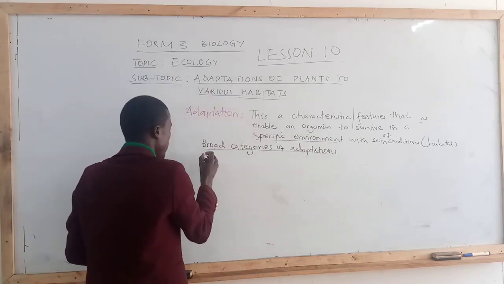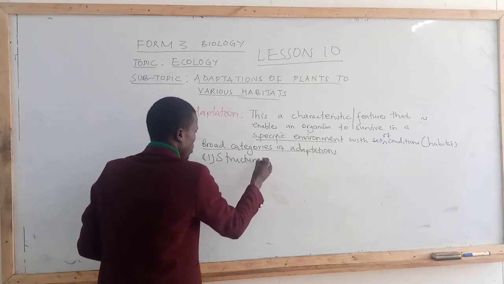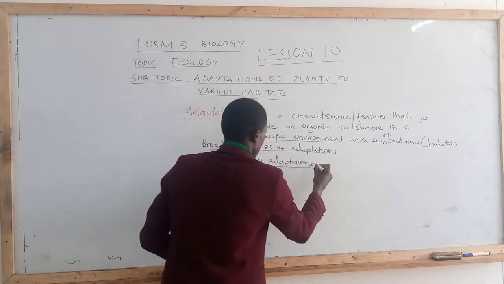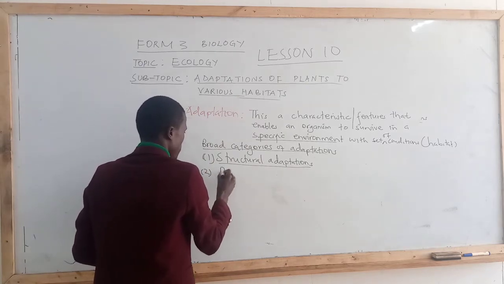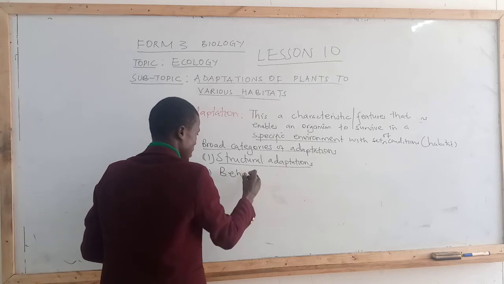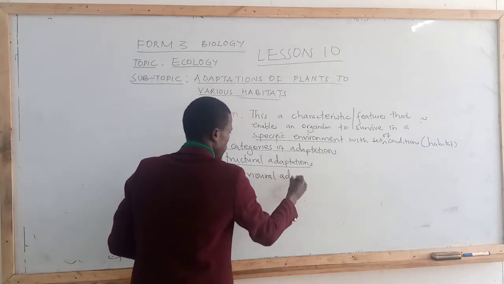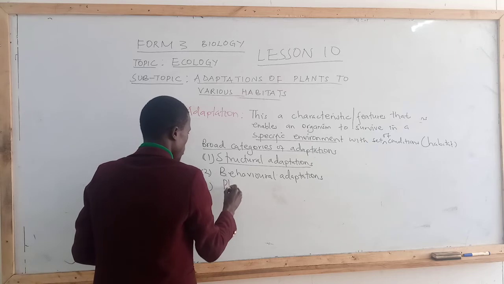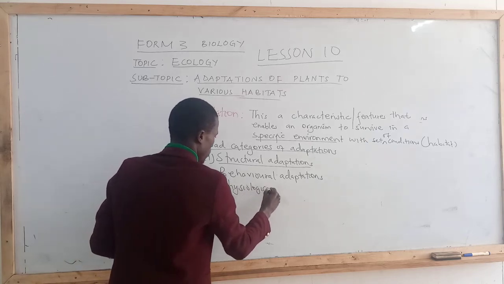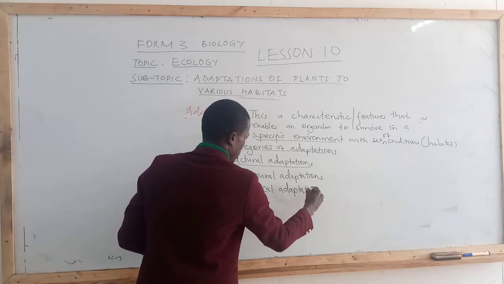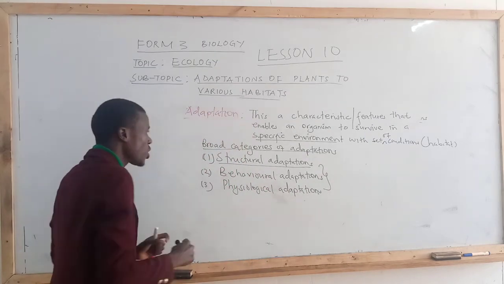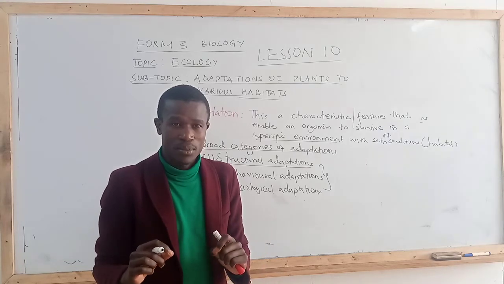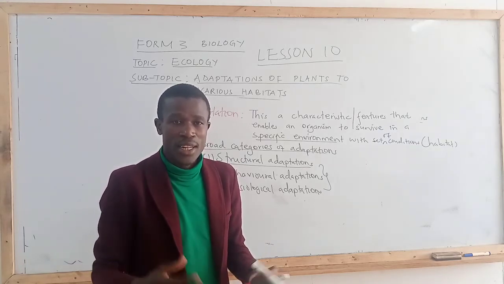Number one, we have structural adaptation. Number two, behavioral adaptations, the behavior of an organism. We have physiological adaptations. Structural adaptations are based on the body parts of an organism. Some plants have got deep roots, and that is structural.